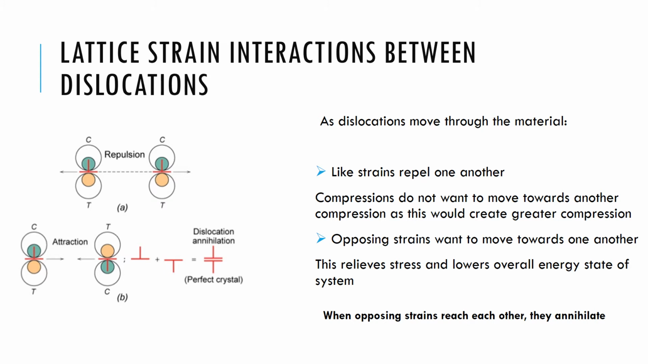You can imagine two half planes on either side of their respective Burgers vectors. As they move towards each other, those two half planes just end up bonding, and you annihilate any compression or tensile strain that's experienced in that local region of the lattice.